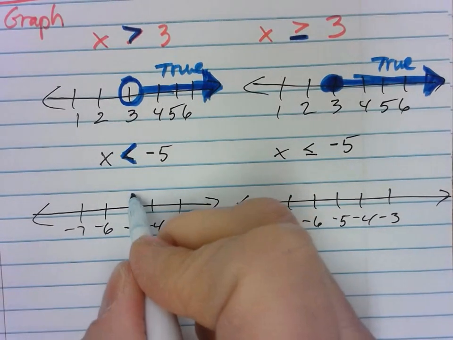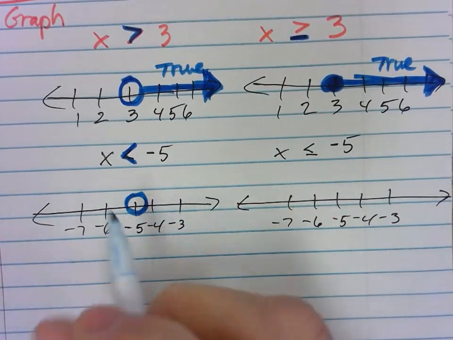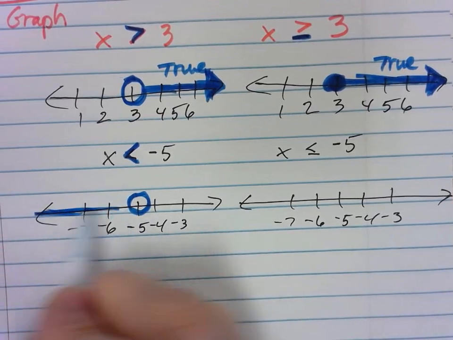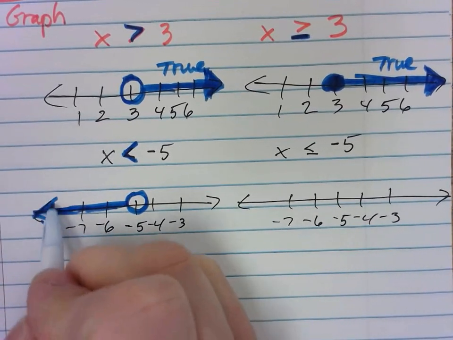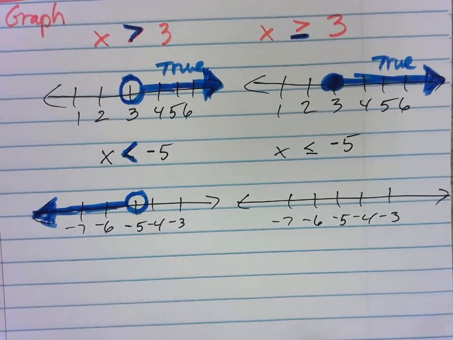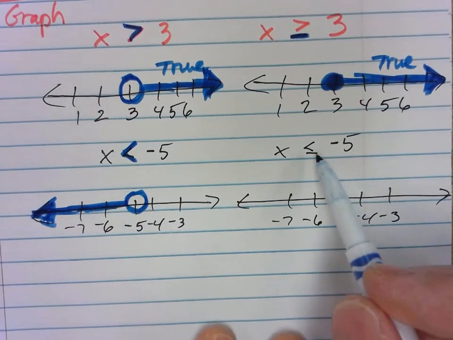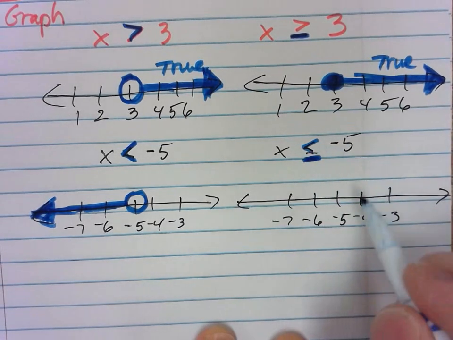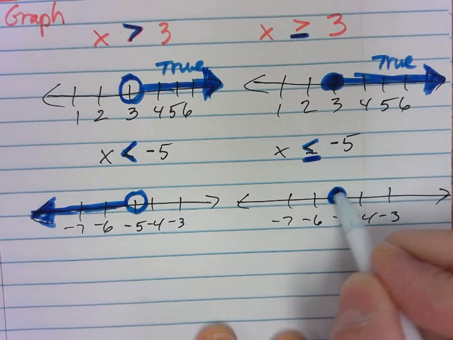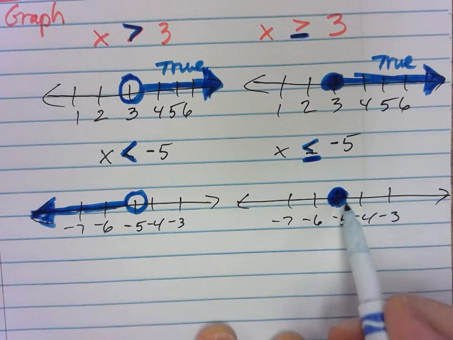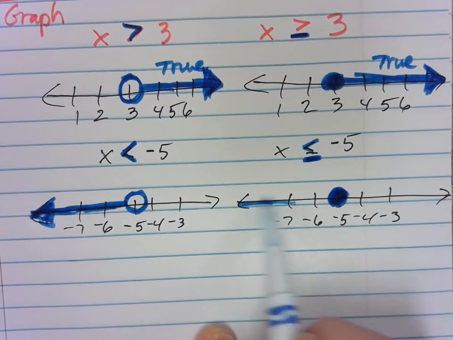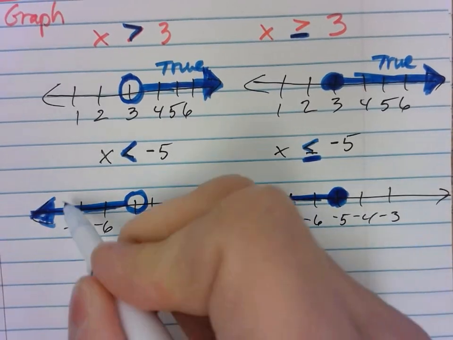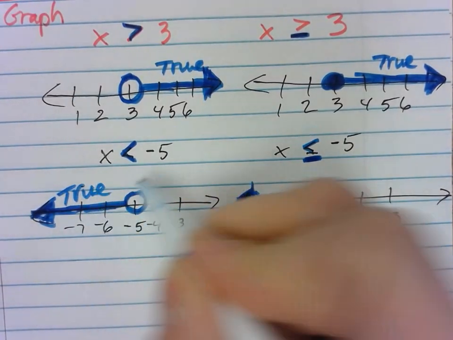So at negative 5, I'm going to put the open circle there. All the true answers, of course, are pointing this way. These are all the ones that are less than negative 5, so you want to shade it in that direction. Over here, of course, this is less than or equal to, because it's got the equal to sign underneath it. So here we're going to have that shaded in. Instead of it being open, it's going to be closed. And again, we're going to take it this way, because this is the direction for the true answers.